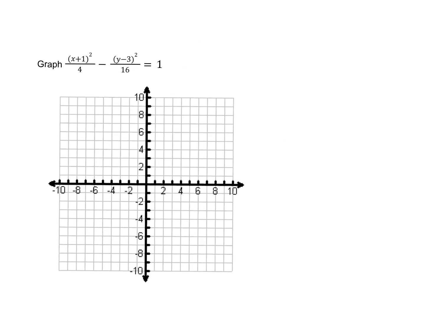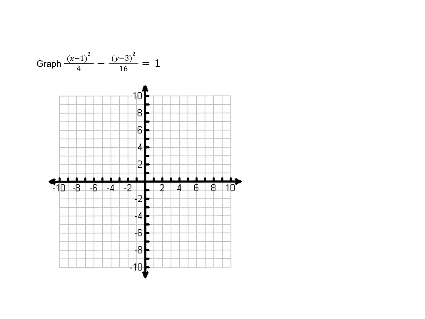Last example, we want to graph (x + 1)² over 4 minus (y - 3)² over 16 equals 1. So I'm going to start with identifying my center, which is the opposite of what's with x, so -1, and the opposite of what's with y, 3. And then I'm going to find a and b. So a is going to be 2, b is going to be 4.